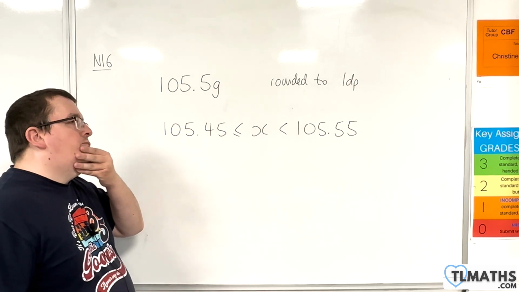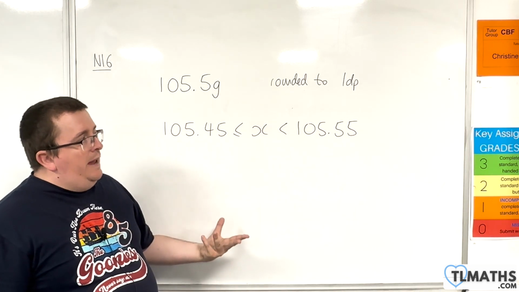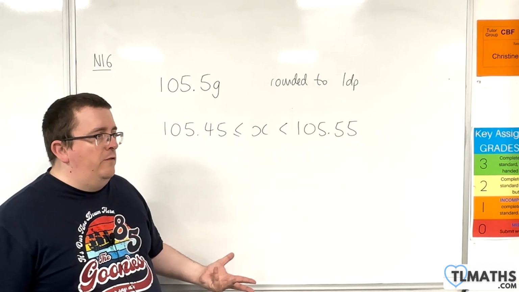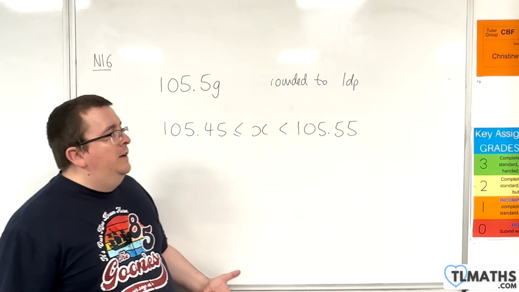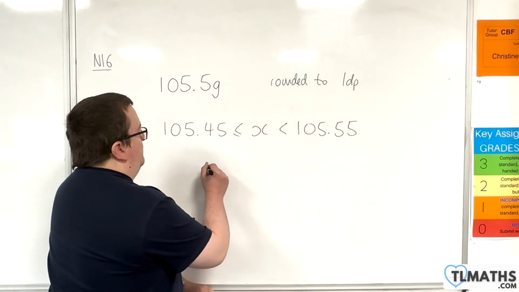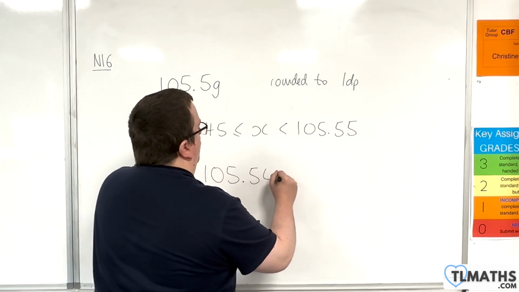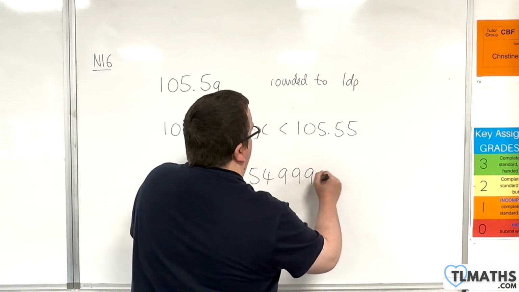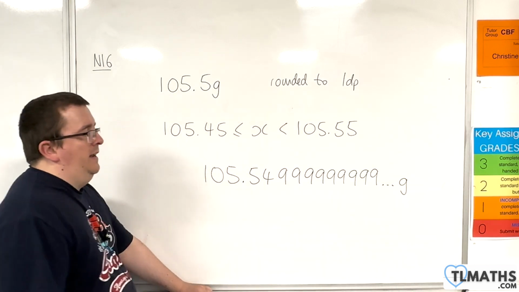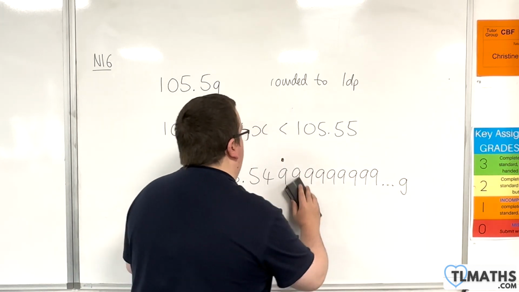Okay. Now, what I mean by that is that you might have been going, well, if I say that the heaviest it could be is 105.55 grams, if it was 105.55 grams, it would be rounded up to 105.6. So that doesn't really make sense. But it's coming down to the fact that the heaviest it could be is 105.549999999999, etc. grams. Okay? In fact, you could write it down like this, with a recurring 9 if you wanted to.